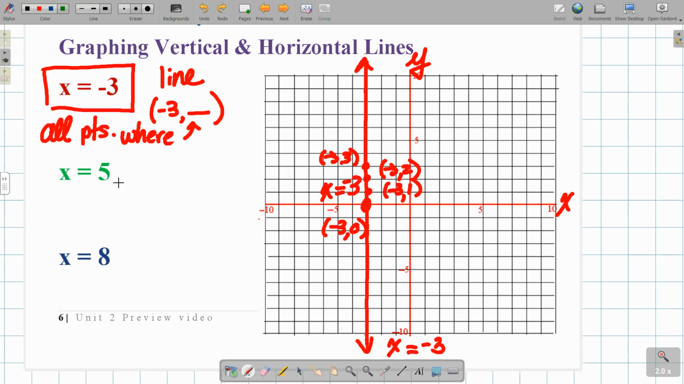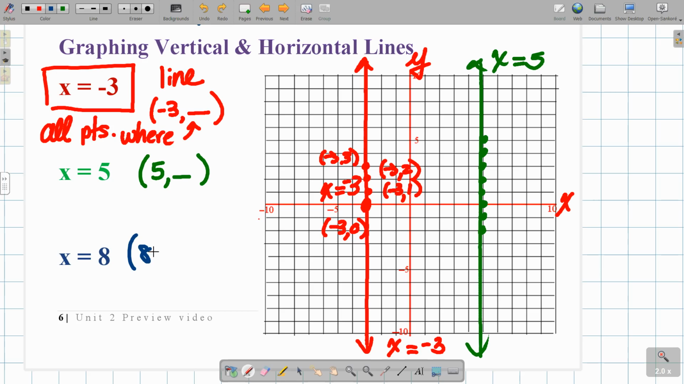So x equals 5, that's all the points where I have 5 and then something. So I start 5 comma 0, 5 comma 1, 5 comma 2, 5 comma 3, 5 comma 4, 5 comma 5. I can do 5 comma negative 1, 5 comma negative 2. I think you see what's going on here. That is a bad line. Let's try that again. So that's going to be x equals positive 5.